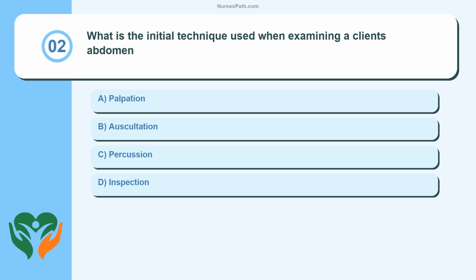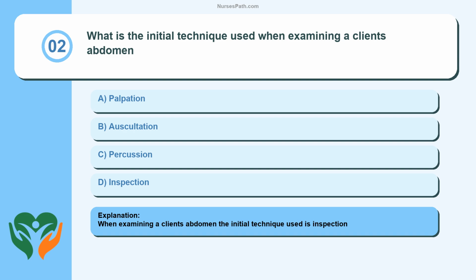Question 2. What is the initial technique used when examining a client's abdomen? Palpation, auscultation, percussion, inspection. When examining a client's abdomen, the initial technique used is inspection.